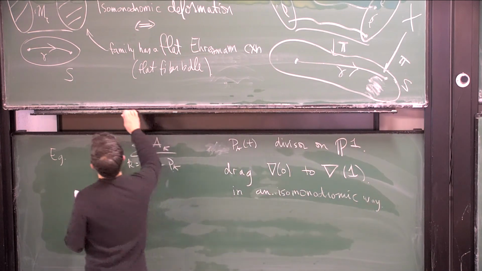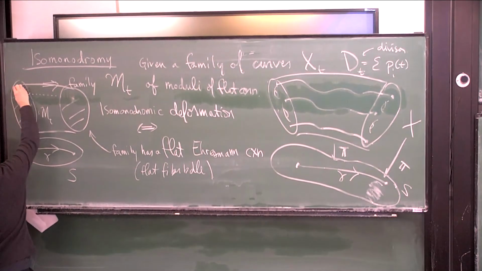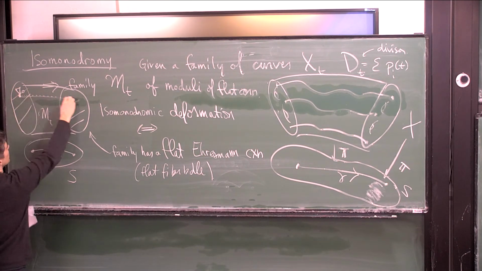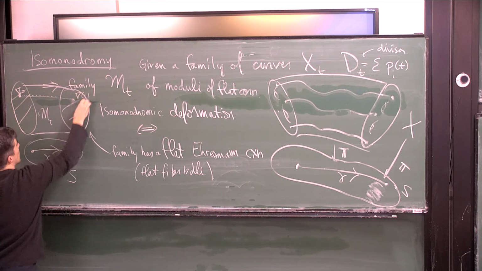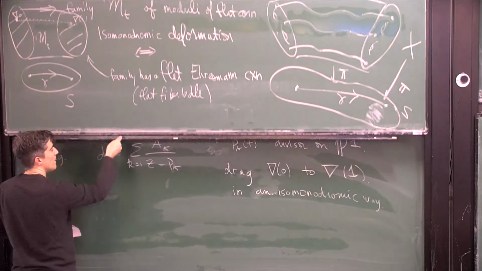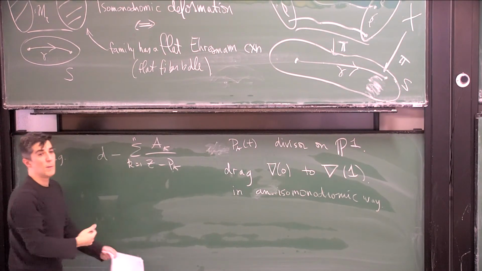So what that means is that we have an initial connection, and we would like to follow this flat connection and get the corresponding flat connection on P1 with the new positions of the poles.